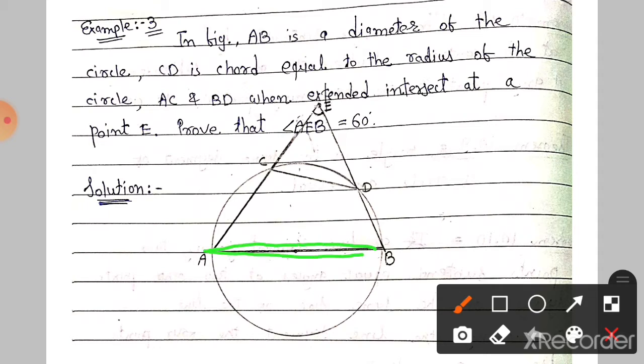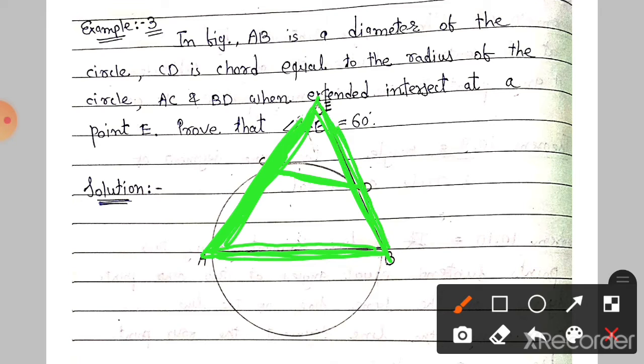This is our diameter. Then CD is a chord. When AC is extended, it means you have to extend AC and BD. They meet at point E, and we need to prove that this angle AEB is equal to 60 degrees. Correct? So let's start with the solution.